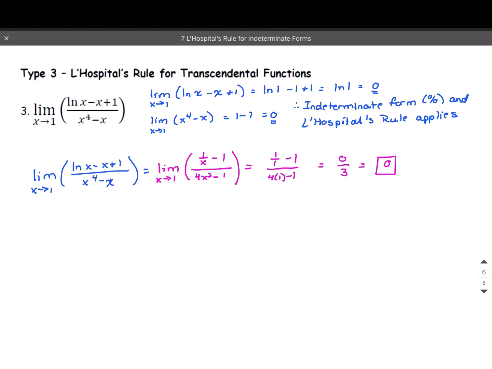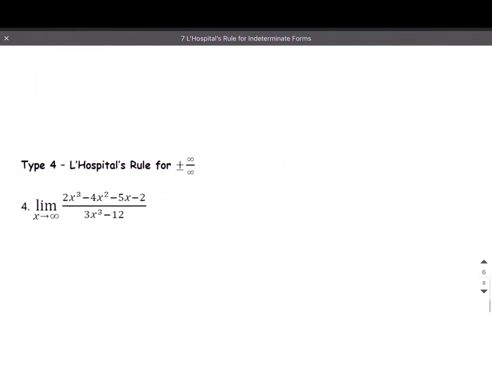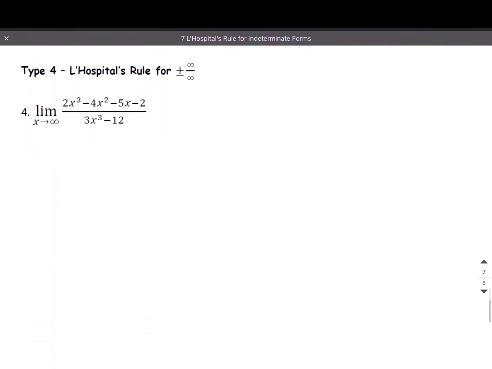Okay, so all the ones we've done so far have been in the indeterminate form 0 over 0. So let's try one that's not. Okay, let's look at the limit as x approaches infinity of 2x cubed minus 4x squared minus 5x minus 2 all over 3x cubed minus 12. Now I know some of you are saying, I know that answer. You're not allowed to use the shortcut.